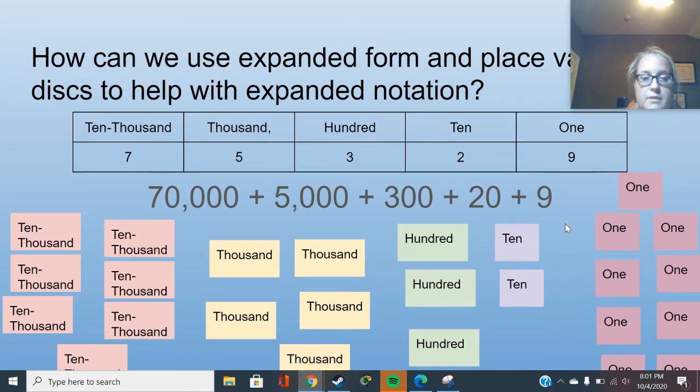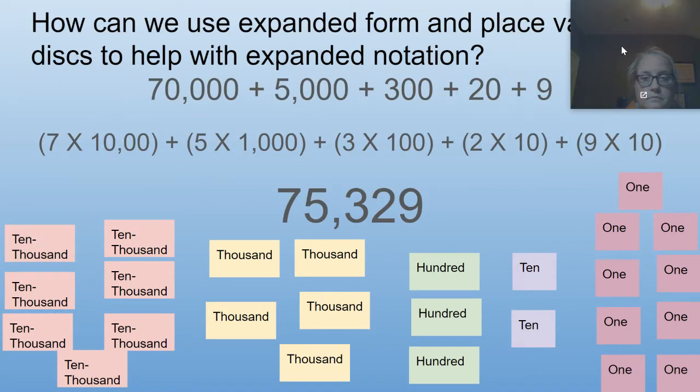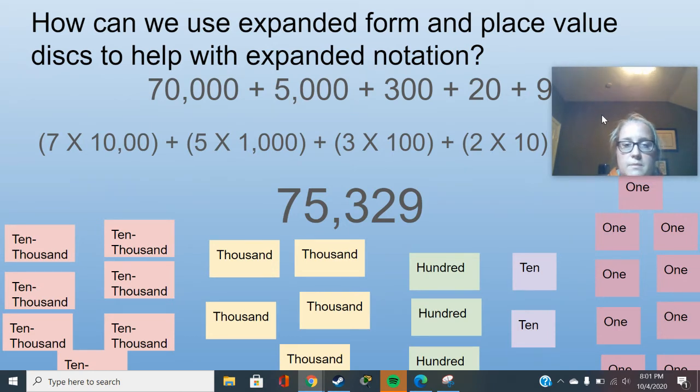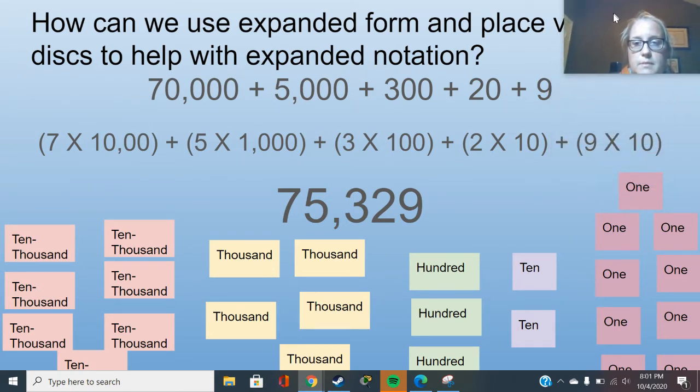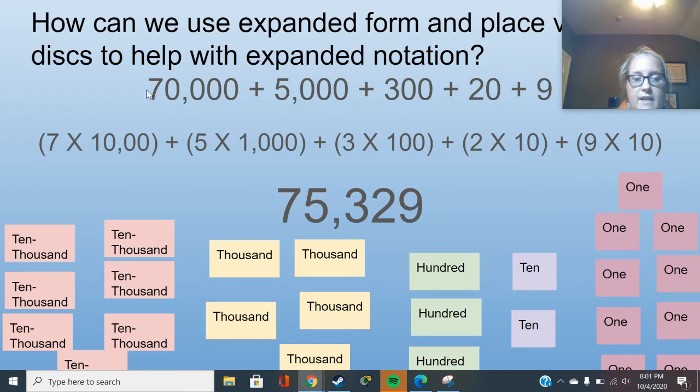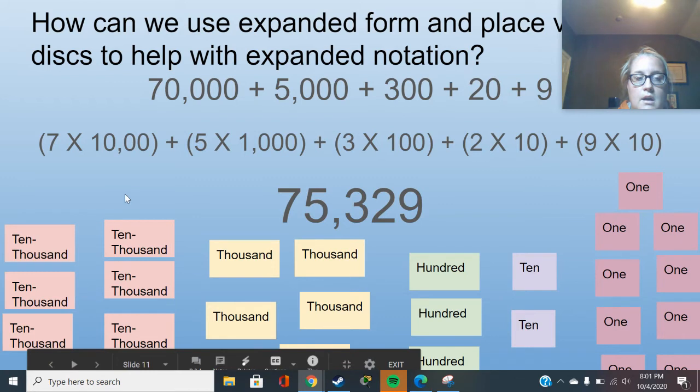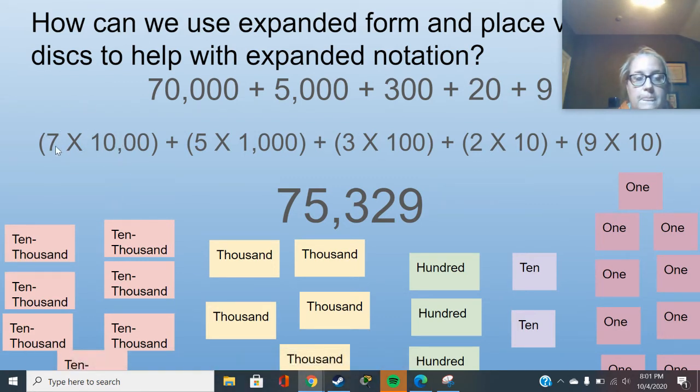So let's actually use these place value discs to build our expanded notation. And that's what my question says. How can we use expanded form and place value discs to help with expanded notation? So again, I have my expanded form that we worked on a couple of slides ago. And now you will see my expanded notation. So we are going to use our place value discs to figure out each of our digits times the place value. So I know that I have 7 10,000. So there's my 7 times 10,000.